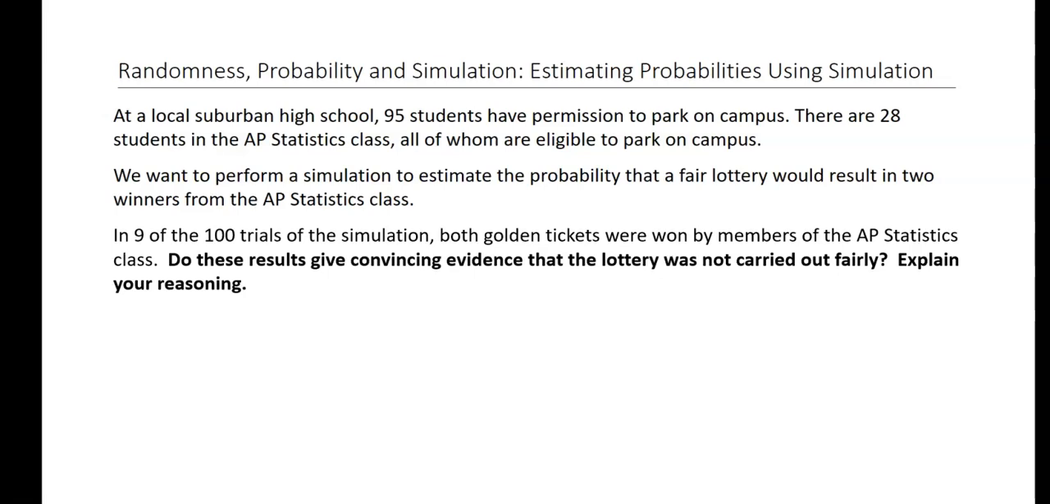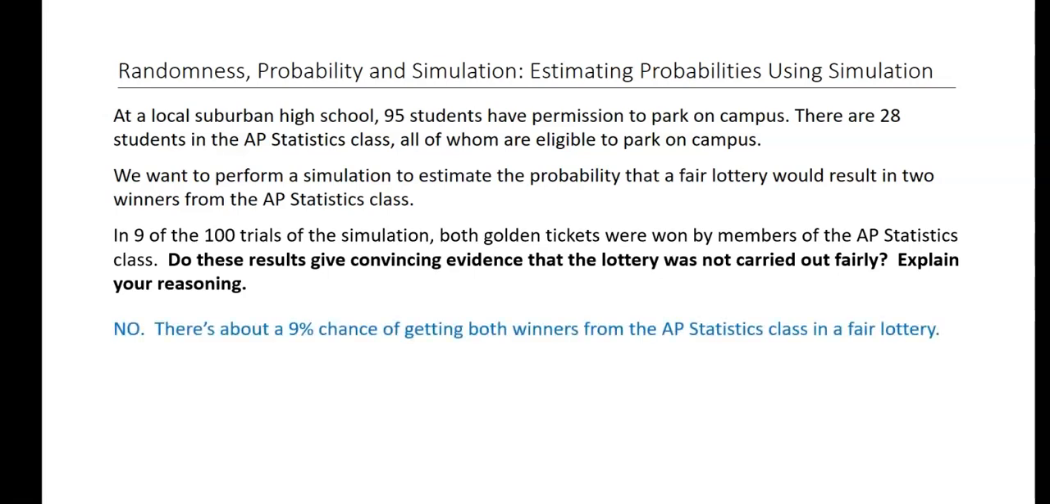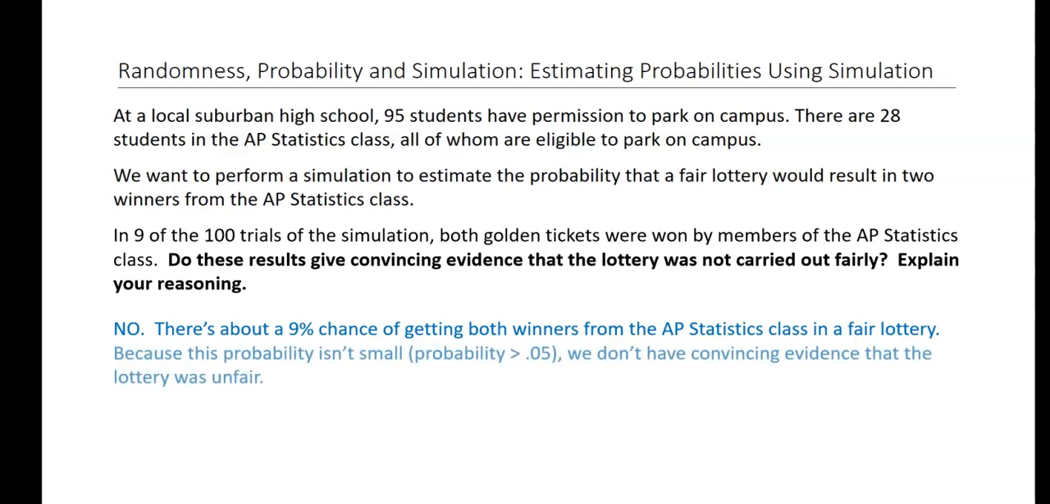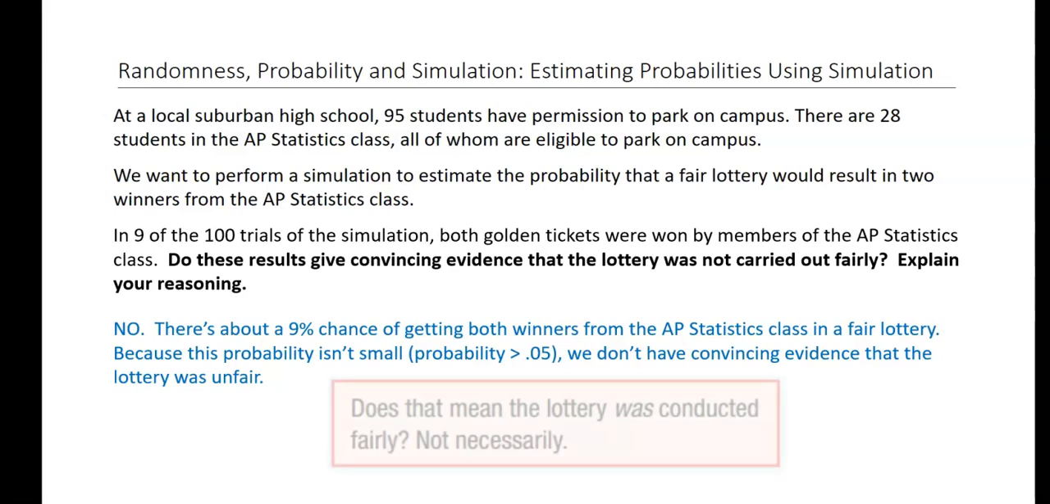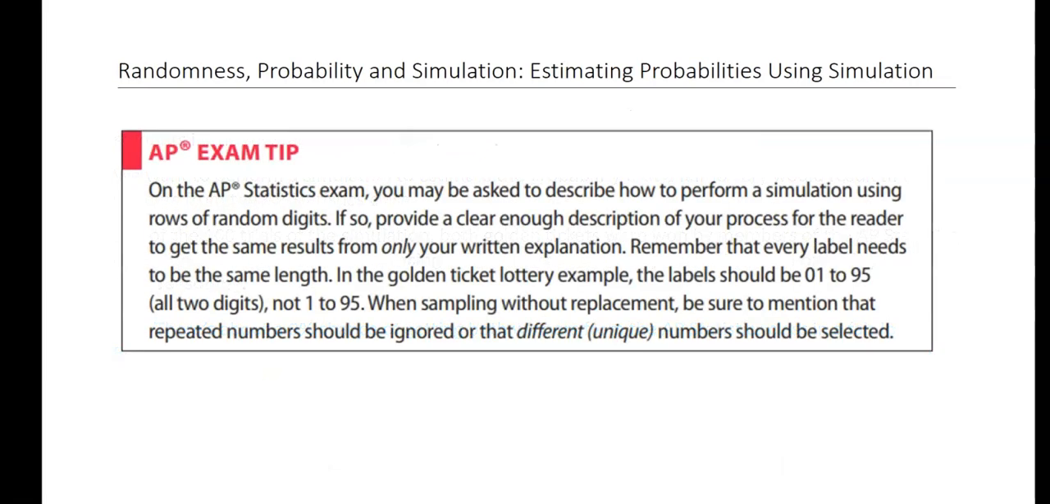So 9 out of 100, it's not that convincing. A 9% chance, that's more than 5%. It's not that unusual, right? Because the probability is not small, it's greater than 5%, we don't have convincing evidence the lottery was unfair. Does this mean it was conducted fairly? Not necessarily, right? We just can't call it unfair. We don't have enough evidence to say that it's unfair right now, but we're not saying it's fair.